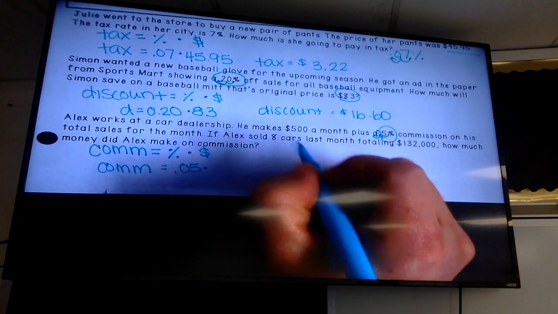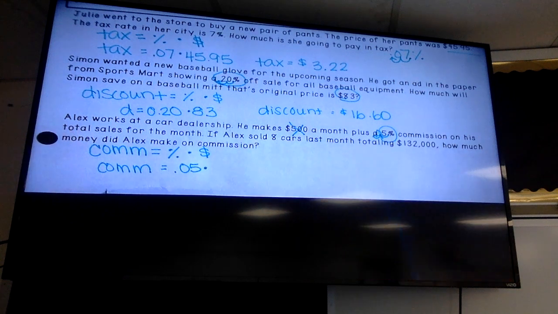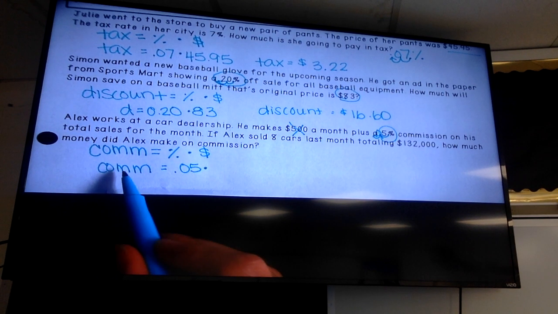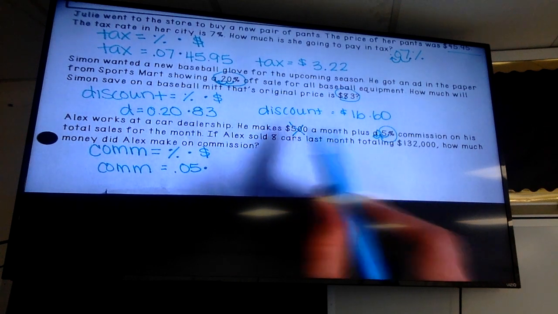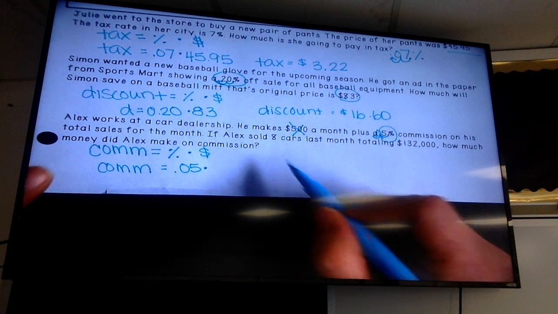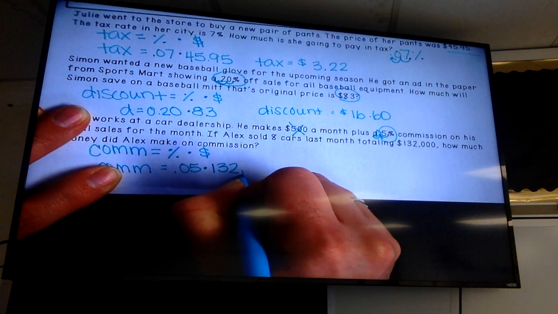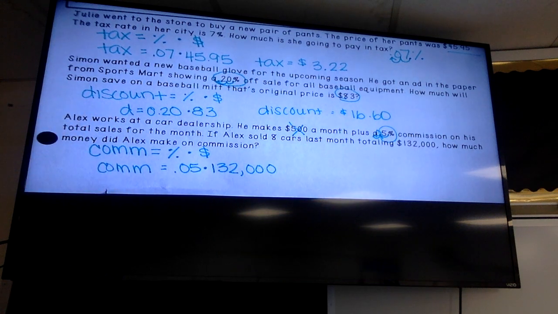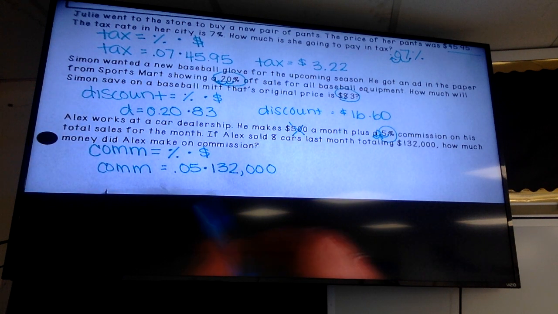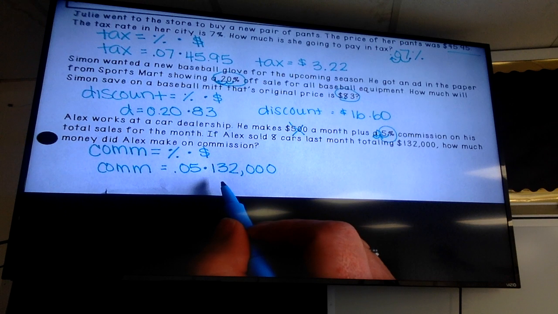This 500 is an extra piece of information. We're not going to put it in there. It says no matter if he sells 1 car, 10 cars, or 30 cars, no matter what, he's going to make $500 a month, which isn't a lot. That's what motivates you to sell. That is not part of his commission, though, so we do not include that. That's an extra bit of information. I do know he sold 8 cars that totaled $132,000, and that right there, excuse me, that is what we're going to use for his total amount of sales.